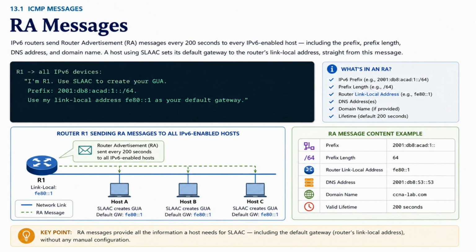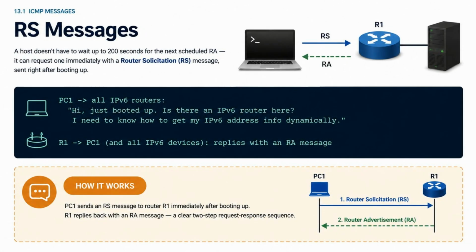Routers send RA messages every 200 seconds to every IPv6 host, carrying the prefix, prefix length, DNS address, and domain name. Walk the plain English translation on screen. Use SLAAC. Here's your prefix, here's your default gateway. A SLAAC host sets its default gateway straight from this message's link local address. A host doesn't have to wait up to 200 seconds for the next scheduled RA.